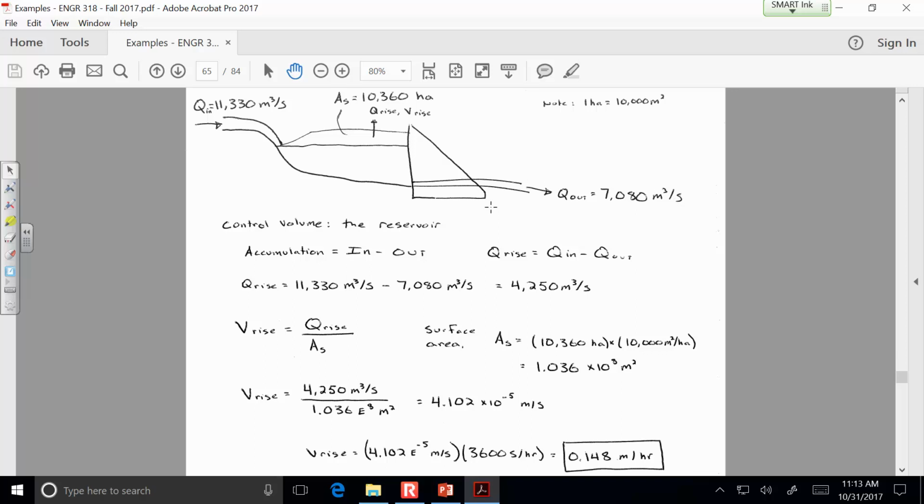So 0.148 meters per hour is how quickly that should be rising at this point. But remember that the cross-sectional area could be changing the deeper it gets. Usually what happens is that as a system becomes flooded, it spreads out the water over an even larger area. So even if the in and the out stayed the same, we could expect that rate of rise would decrease as the amount of land area that is flooded goes up.